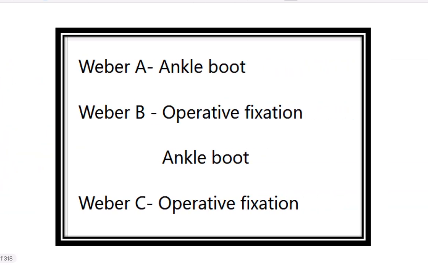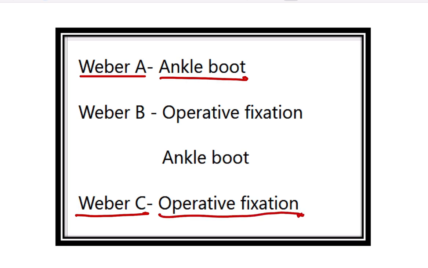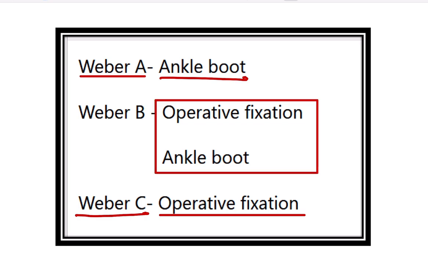And here we can see the management of Weber types A, B, and C. Weber type A is the most lower part, and in this condition, an ankle boot is enough. In Weber type C, which is above the level of the syndesmosis, the only treatment option is operative fixation. So Weber type A, below the syndesmosis, is treated by ankle boot, and Weber type C, above the syndesmosis, by operative fixation. And in Weber type B, there are two options: one is the operative option, another one is the ankle boot.